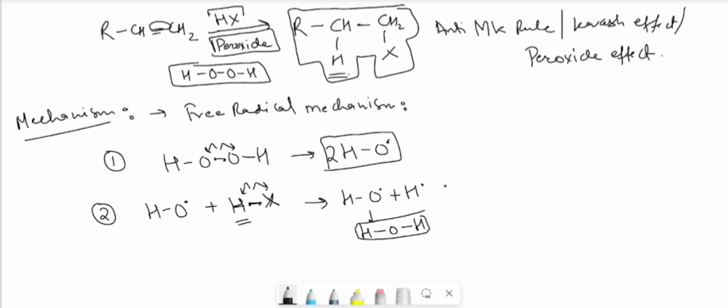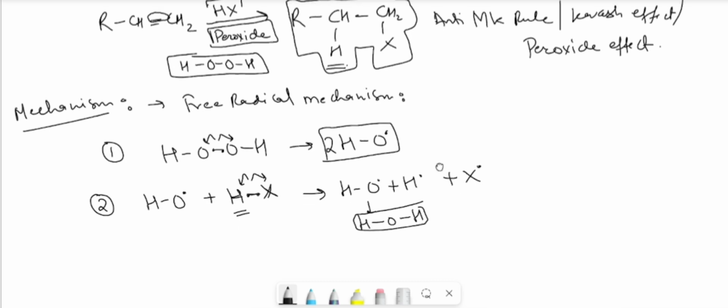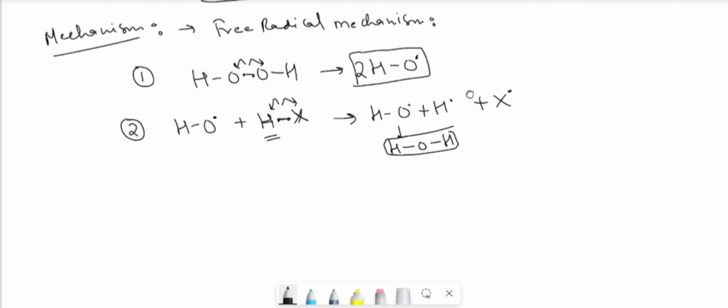And what will happen? The X radical would be left in the reaction. So the radical has still been left in the reaction. What will happen next? This X radical will go with the alkene, and then what will be formed?